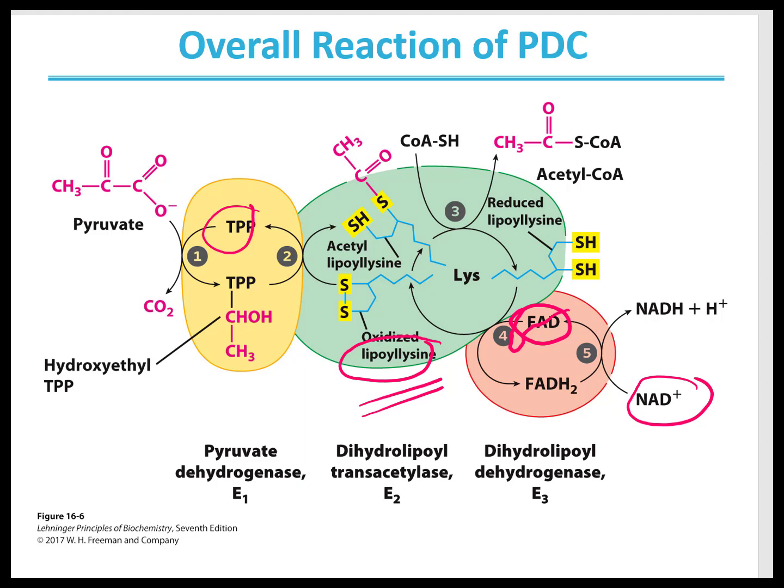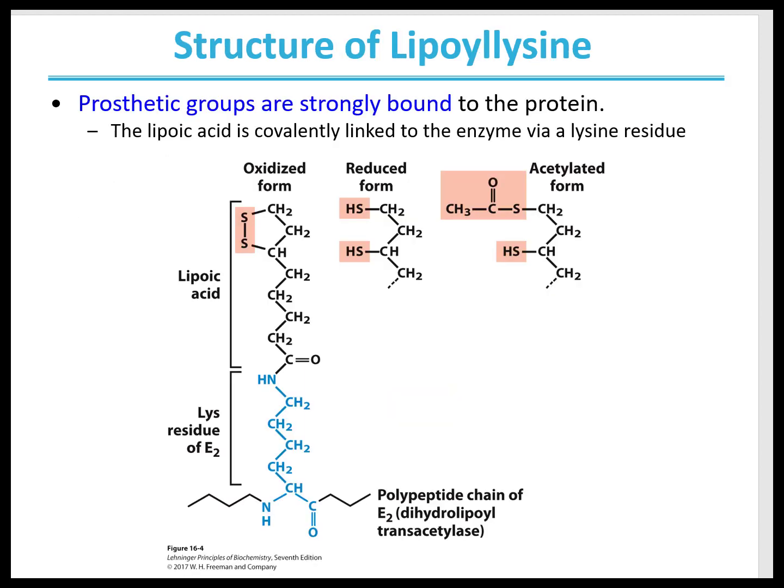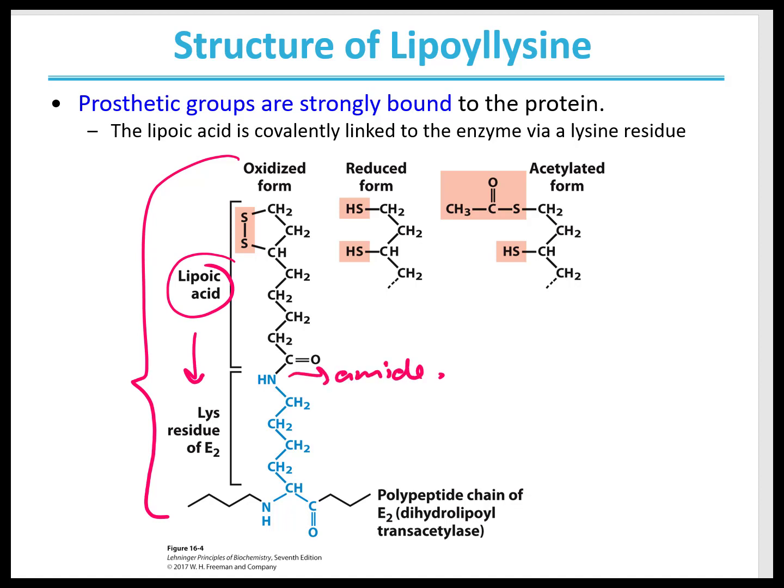So I'm going to go back and pull this slide. A lipoamide is a lipoic acid that is joined by an amide linkage to the epsilon amino group of a lysine residue of the E2 enzyme. So let's take a look at this. Together, this lipoic acid that is hooked by an amide linkage to a lysine residue of E2 is called a lipoamide. Lipoamide. I don't know how to pronounce it.